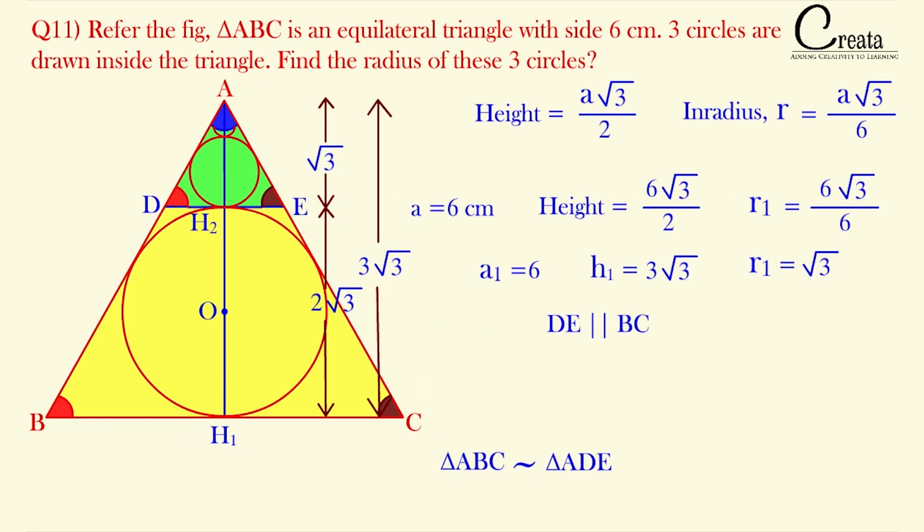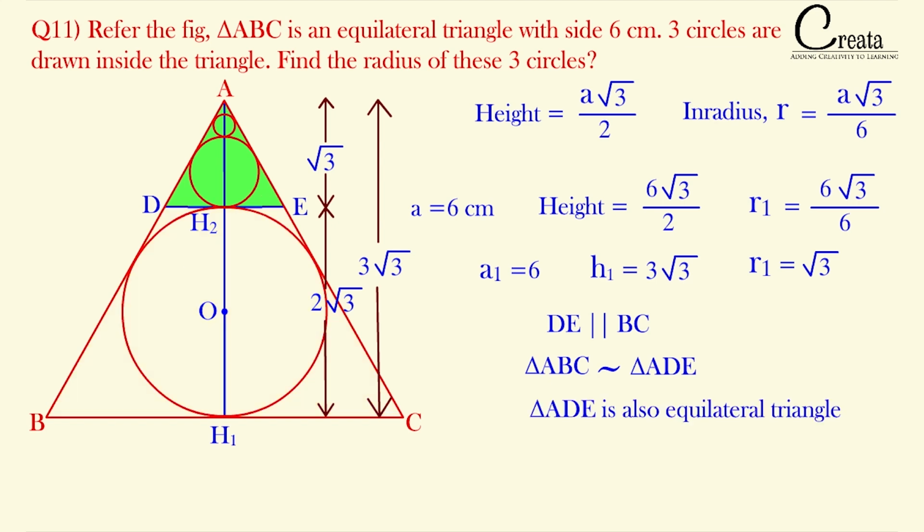These two triangles are similar triangles. The triangle ABC is an equilateral triangle. So we can say the triangle ADE, that is this triangle, is also an equilateral triangle. Both the triangles are similar to each other. This is one of the important concepts. You should know it and you should remember it. Both of these triangles are similar to each other and both of these triangles are equilateral triangles.